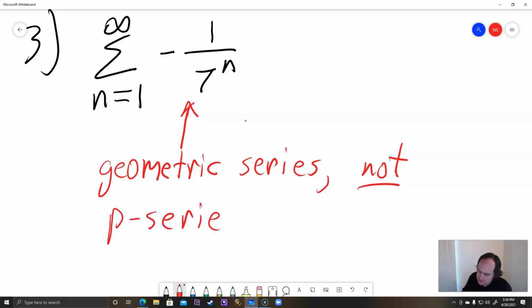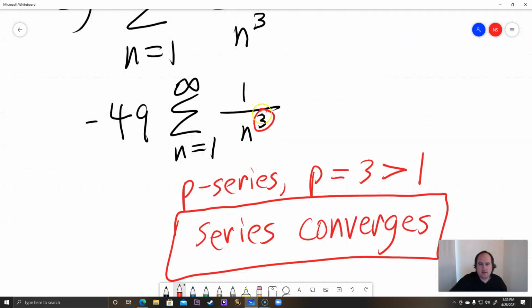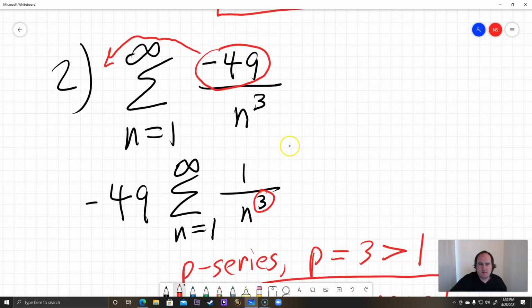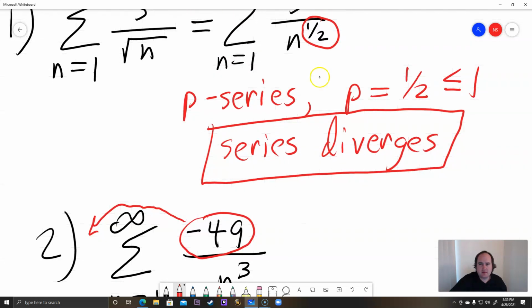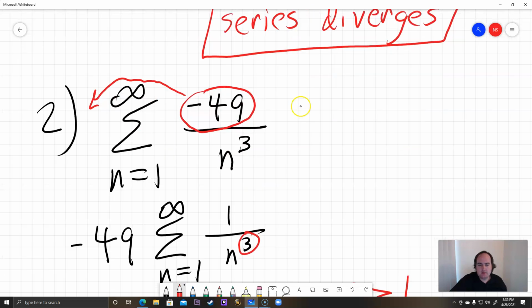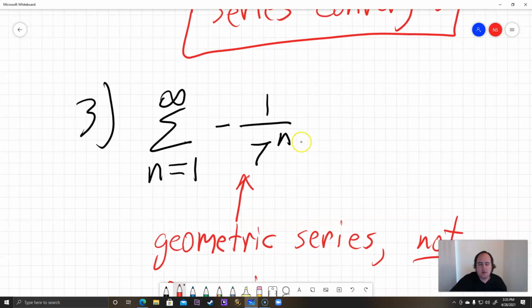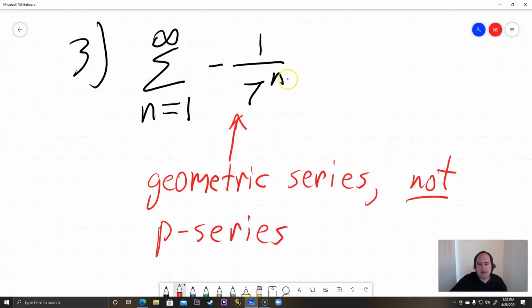Now, how can I tell the difference between a geometric series and a p-series? Well, remember, with a p-series, your exponent has to be a fixed number. So looking at these, here the exponent was 3 for example number 2. For example number 1, the exponent was 1/2, and the n was actually the base. So for a p-series, n is the base. See here, the n is the base for each p-series, whereas for this one, n is the exponent.